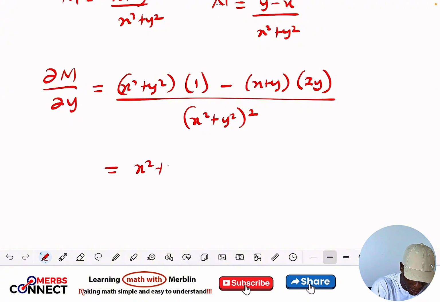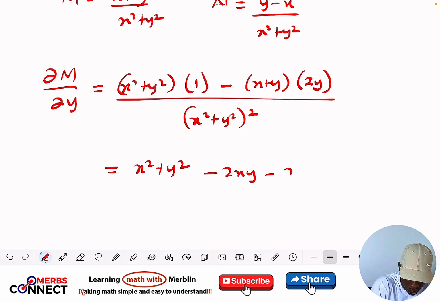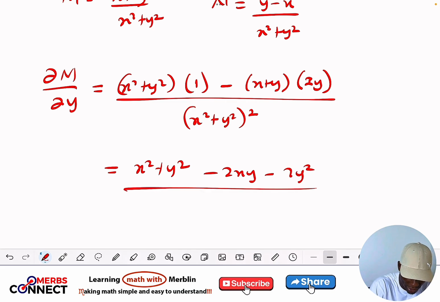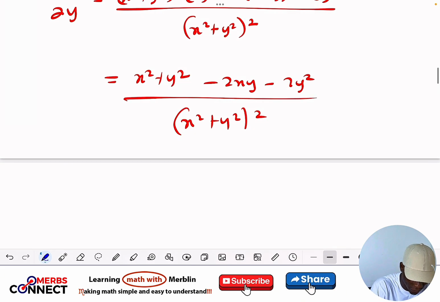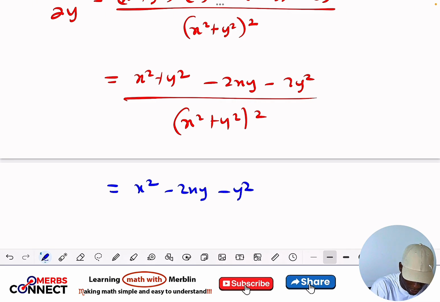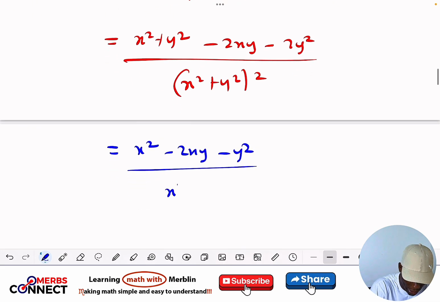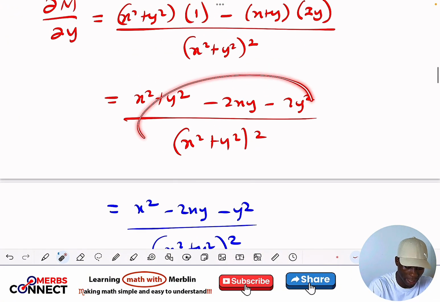This is x squared plus y squared minus 2xy minus 2y squared divided by x squared plus y squared all squared. And finally, we are going to have x squared minus 2xy minus y squared divided by x squared plus y squared all squared when we simplify this one right here.